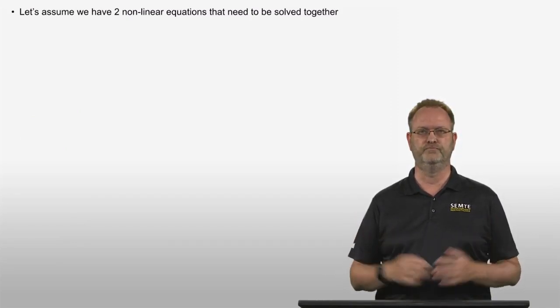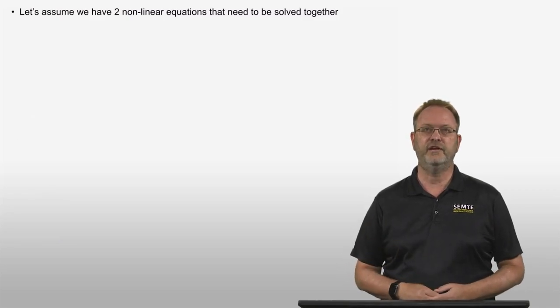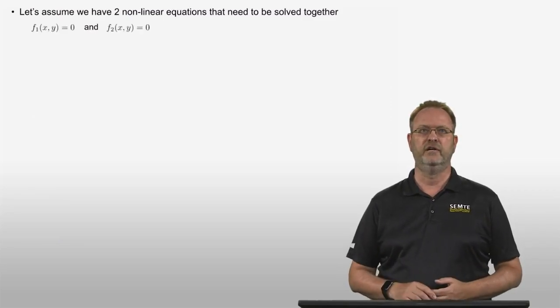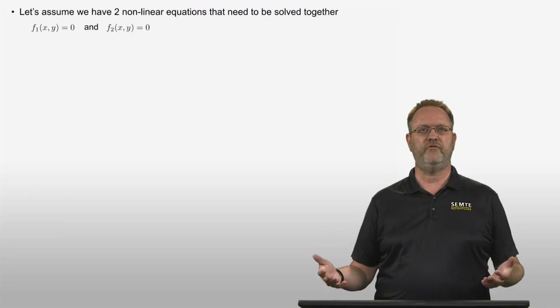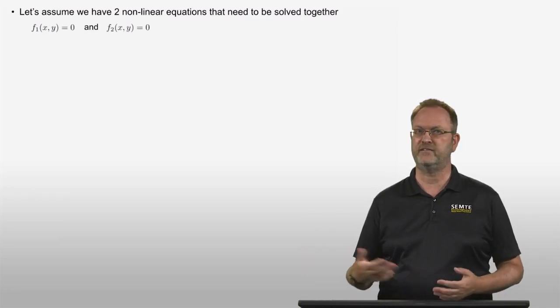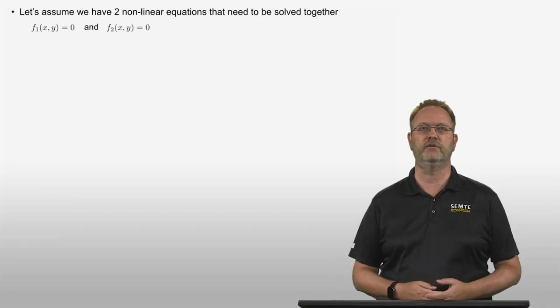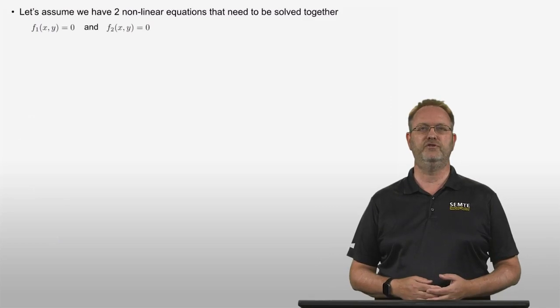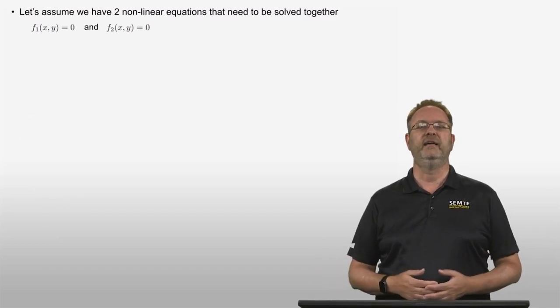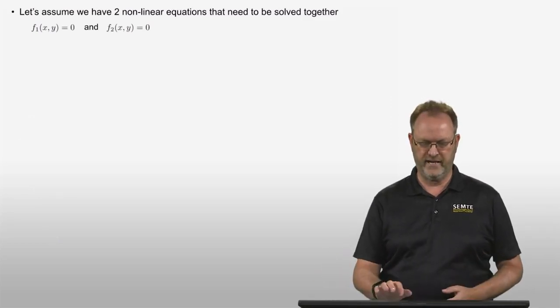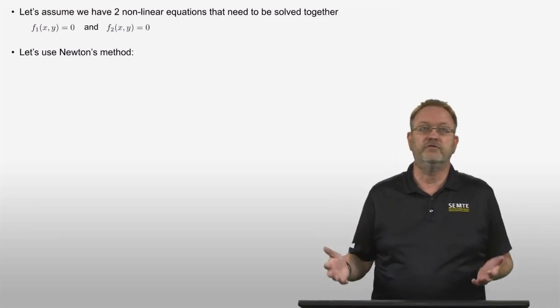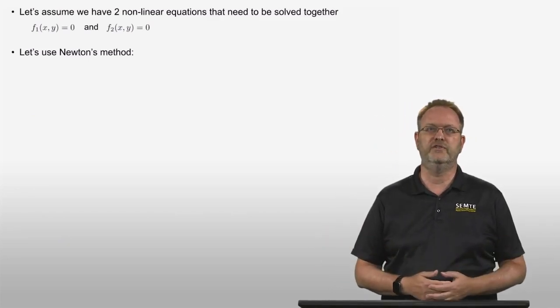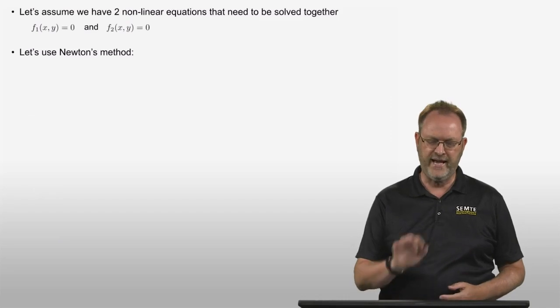So let's do two. And those two nonlinear equations have to be solved together. So we have one equation f1 that is dependent on, let's say, two independent variables x and y. We want to set that equal to 0. And we want to have a second nonlinear equation f2 that is dependent on x and y equal to 0 at the same time. And in order to solve this system of equations, let's use Newton's method again.